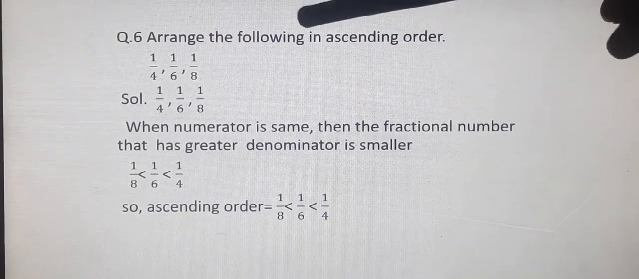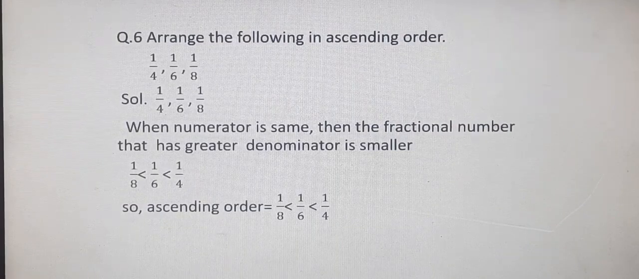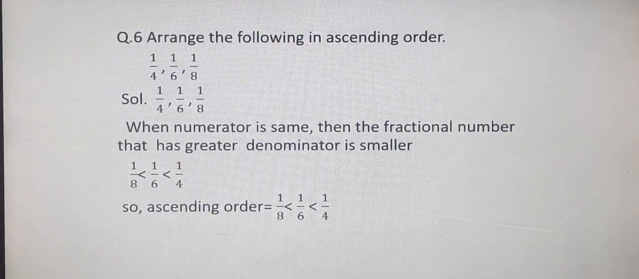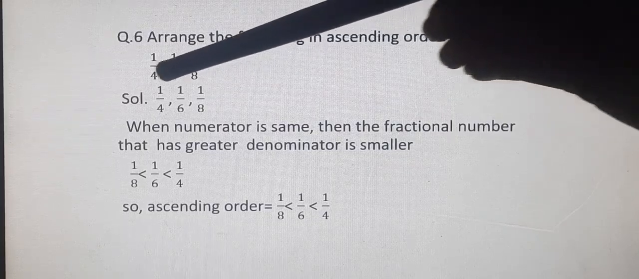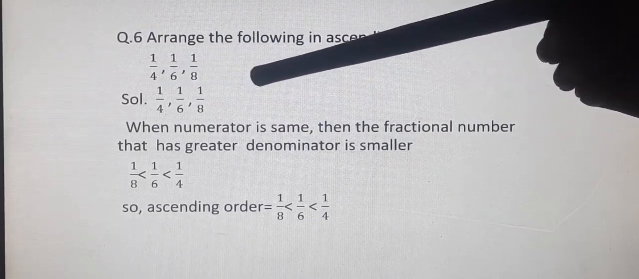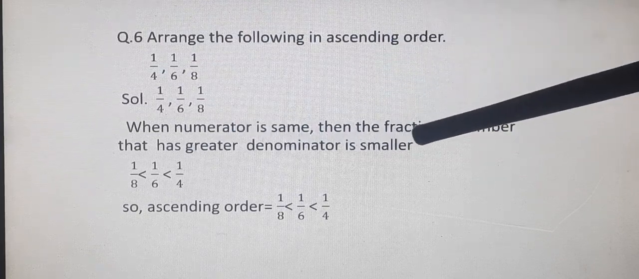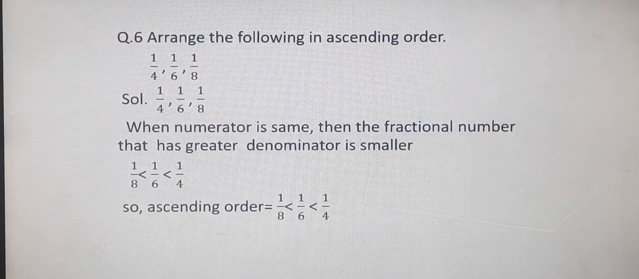Next question is arrange the following in ascending order. Ascending order means smallest to greatest. 1 upon 4, 1 upon 6, 1 upon 8. Look here, numerators are same, 1, 1, 1. When numerator is same, then fractional number that has greater denominator is smaller.